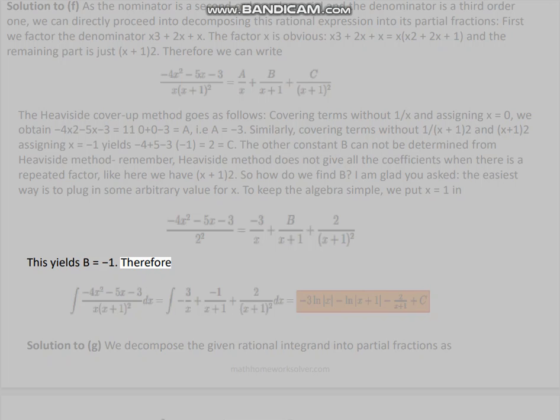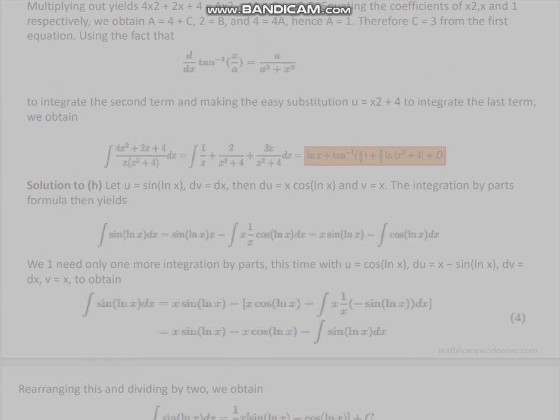Therefore, solution to G. We decompose the given rational integrand into partial fractions. Multiplying out yields 4x² + 2x + 4 equal to a(x²+4) + (bx + c)x. Equating the coefficients of x², x and 1 respectively, we obtain a = 4 + c, 2 = b, and 4 = 4a, hence a equals 1. Therefore c equals 3 from the first equation.